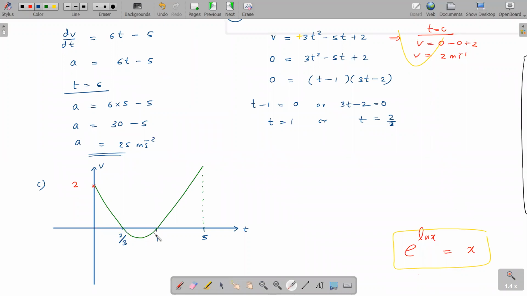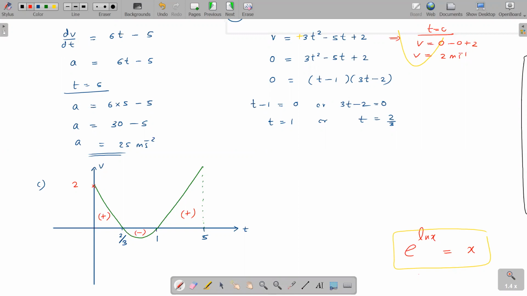Between 2 over 3 and 1, when the area under the graph is below the x-axis, it's a negative displacement. So this area is a negative area when you integrate. And again, this area is positive. So this is positive, this is negative, this is positive.